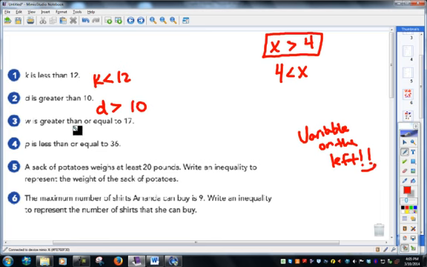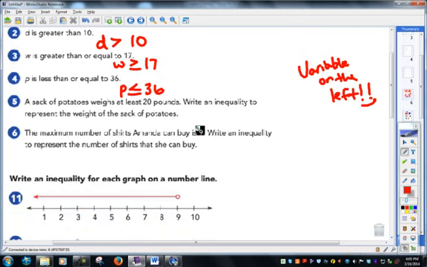Let's keep going here. W is greater than or equal to 17. Pretty easy there. Again, these are basic ones. You're just taking it and plugging it in. P is less than or equal to 36. Okay, those are basic. You guys are all fine with those. It's these ones where the problem's going to start.